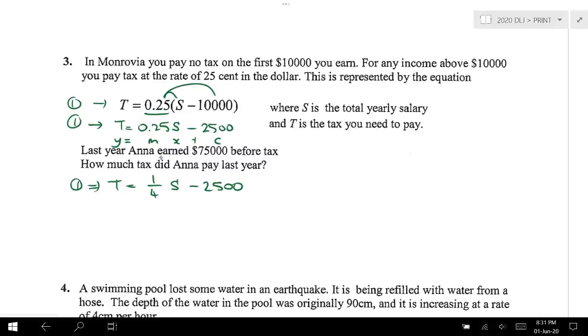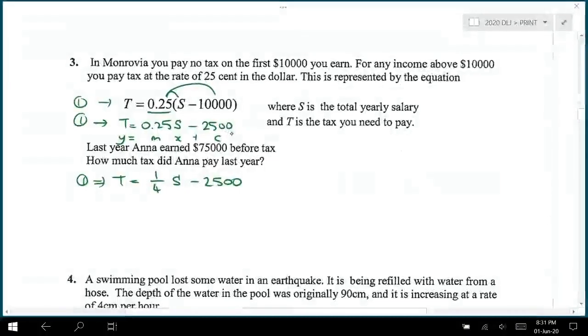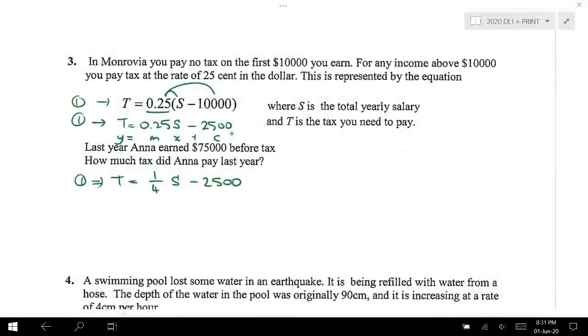Alright, last year Anna earned $75,000 before tax. How much tax did Anna pay last year? So s is the total yearly salary. To work this out, we just plop it in the formula. So 1/4 of 75,000 minus 2,500.